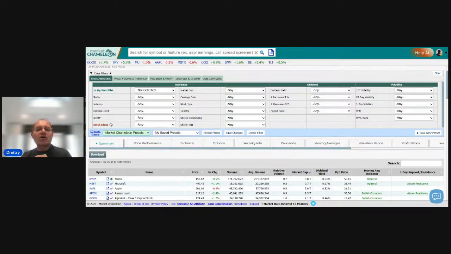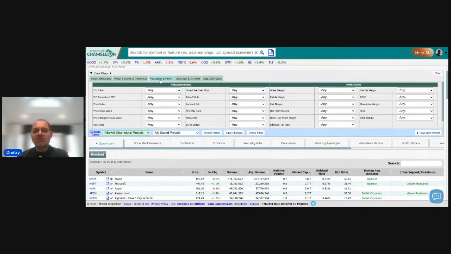And let's start out maybe taking a look at some fundamental metrics. So we'll go over here and look at some valuation and profit metrics. And here we'll start looking for stocks. We're going to make this up as we go. Looking for perhaps high profit margins. Okay, so let's take a look at that.